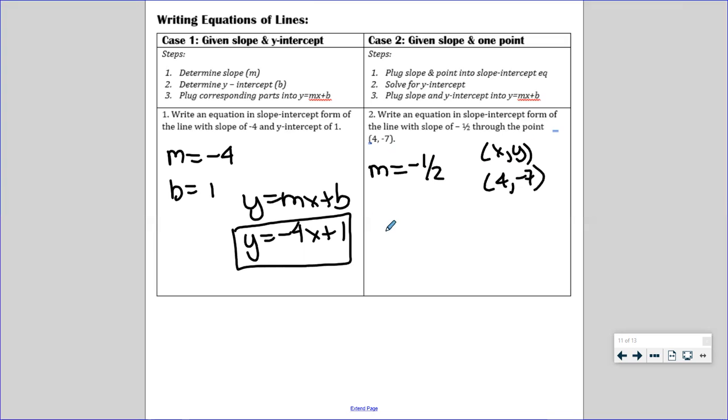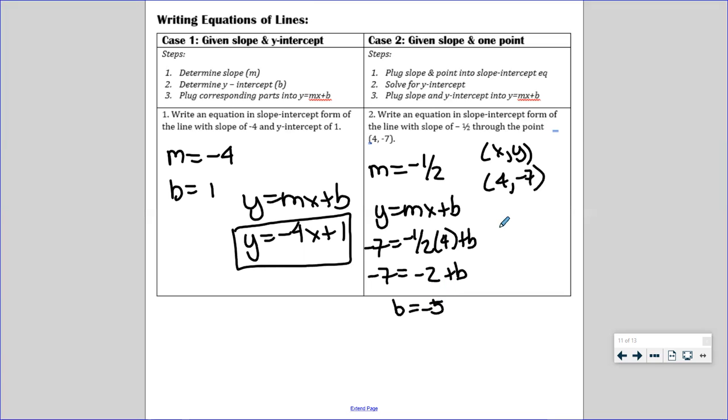So again, use the y equals mx plus b, plug in the information that they gave us. So we have our x and our y and our slope, and we're going to solve for b. We need to find b. So again, you simplify. This would be -2, and then our b will equal -5.